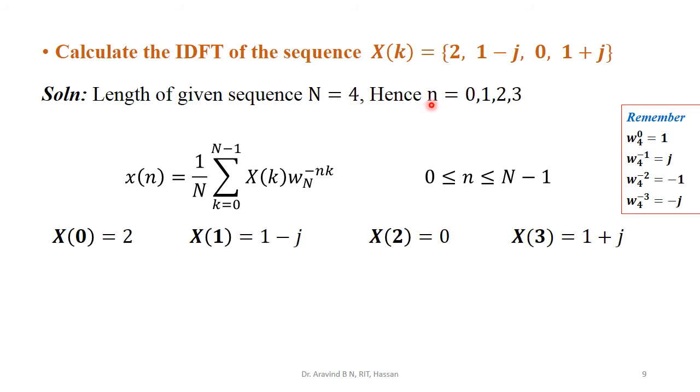Now small letter n is 0, 1, 2, 3. At each value of the small letter n, we need to calculate the IDFT. So the IDFT formula is being represented over here. With respect to the given sequence, x of 0 is 2, x of 1 is 1 minus j, x of 2 is 0, x of 3 is 1 plus j. With respect to the location, the coefficient values are being given. This is from the given data itself. You need to remember these IDFT twiddle factor values.